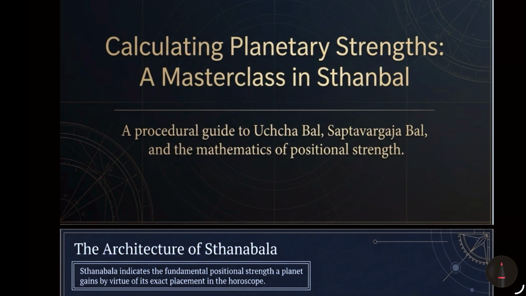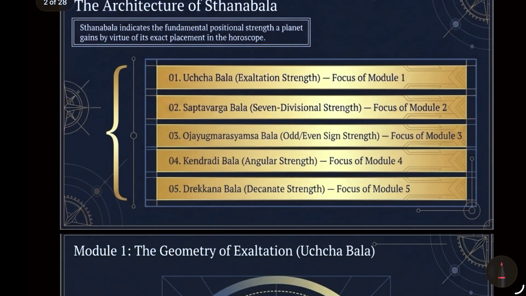Hello friends, today we will learn about the calculation related to Sthan Bala or positional strength. Sthan Bala has five components. First is Oocha Bala, second is Saptavargiya Bala, third is Oja-Yugma Bala, which is odd-even strength. Fourth is Kendradi Bala, which means the planets sitting in the Kendra have more strength. And fifth is Drekkana Bala. We will start one by one.